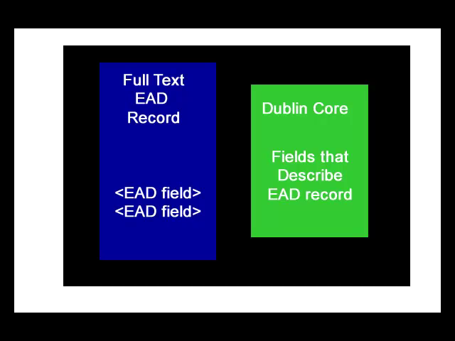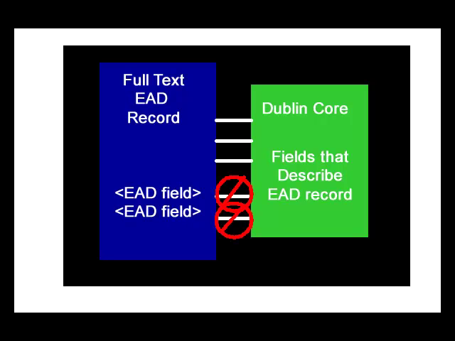On the left in the diagram here, we have a box representing the full-text EAD record. This record is full of XML fields that were created when the finding aid was established out of the Archivists Toolkit. On the right-hand side, we have the Dublin Core record. This record is a record in CONTENTdm that's established that describes the full-text EAD record.